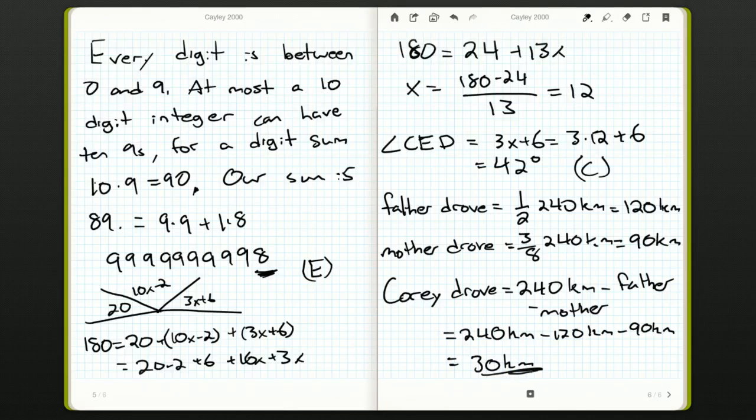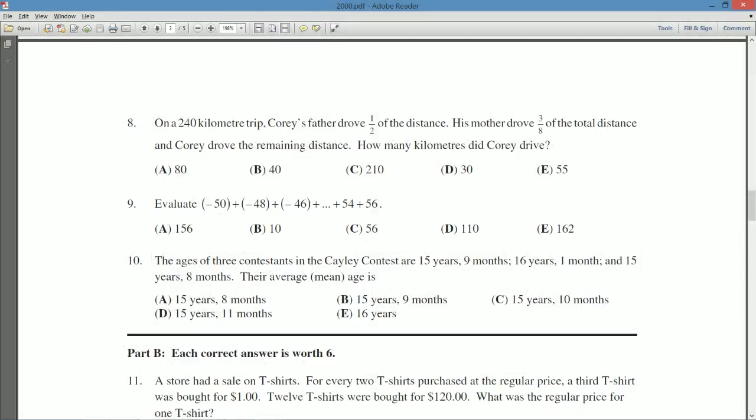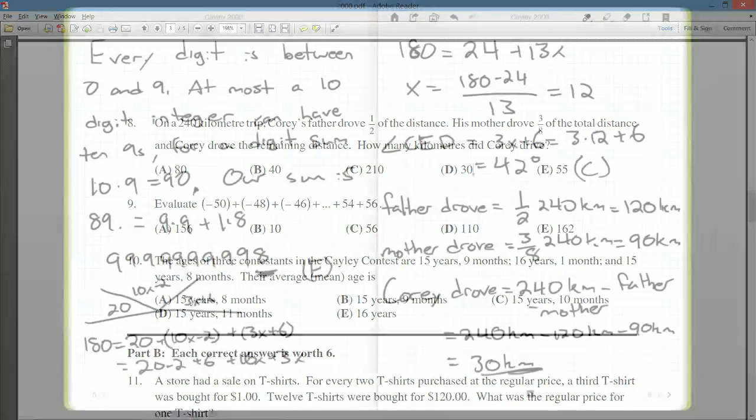So we're searching for an answer of 30 kilometers in amongst the multiple choice answers: 80, 40, 210, 30. So Corey drove 30 kilometers. So that's an answer of D.